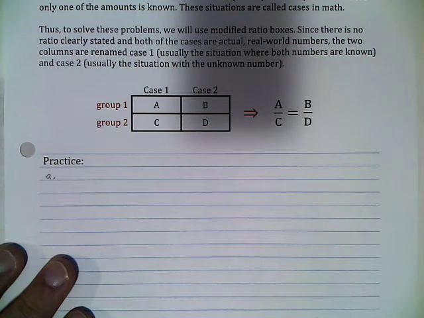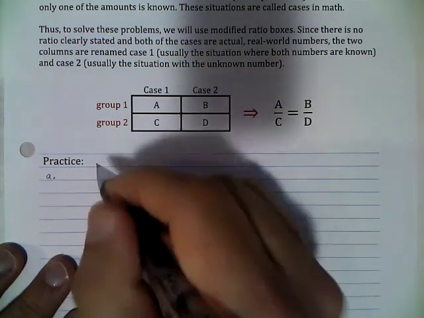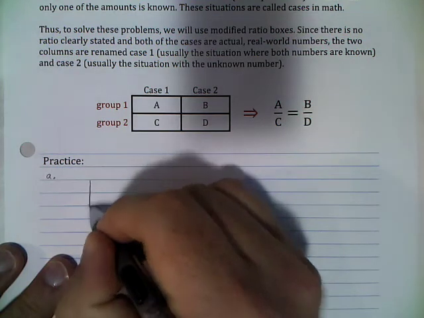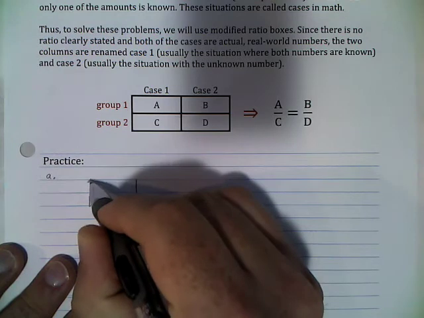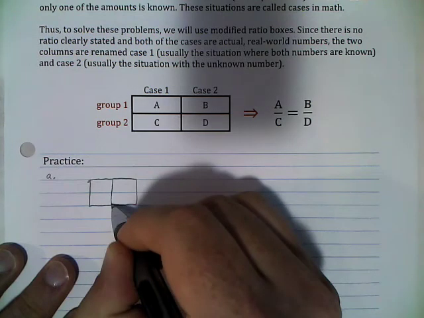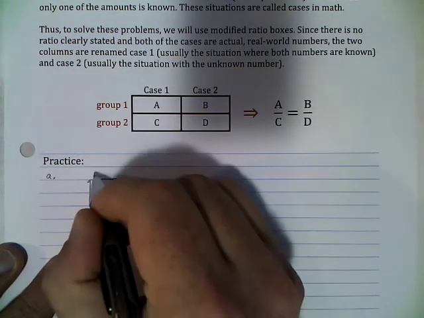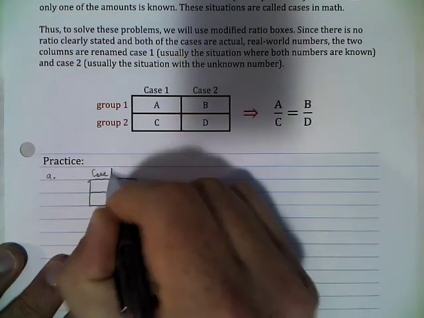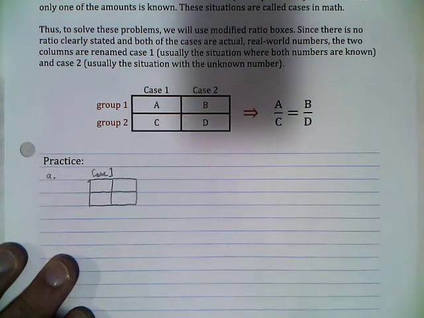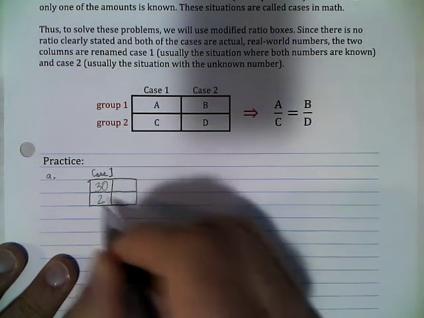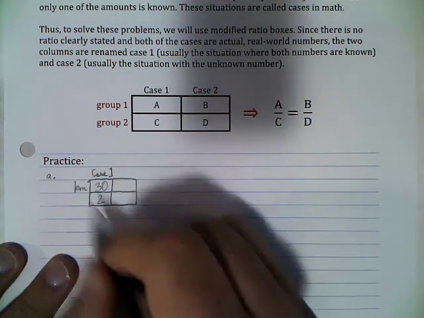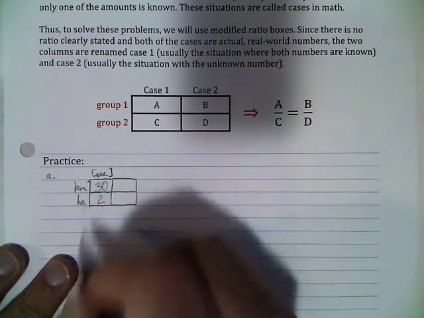Kevin rode 30 kilometers in 2 hours. So right there, if I make my box, I'm going to leave a space empty up there so I've got room to put my labels. So case 1, remember, is the case where we know the two numbers usually. So right now I know that 30 kilometers is connected to 2 hours.